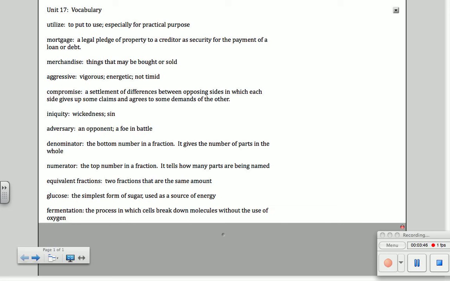Fermentation. Fermentation is the process in which cells break down molecules without any oxygen. This is actually a pretty cool thing because you think we need oxygen to do everything, but with the fermentation process, it allows cells to continue to function and to do their part without any oxygen. And that's the key, without any oxygen.